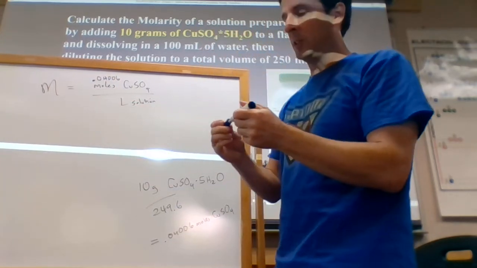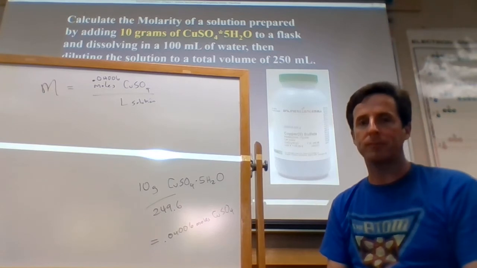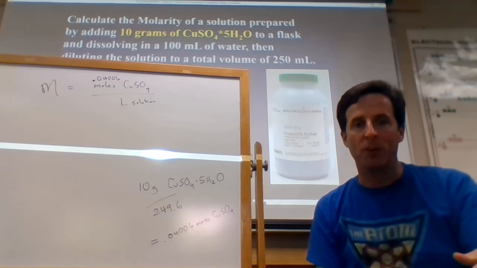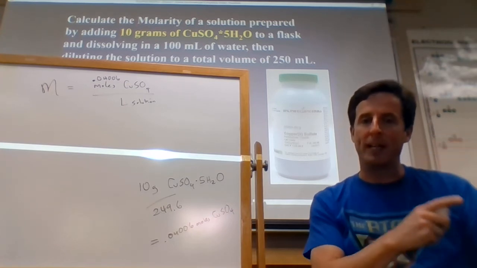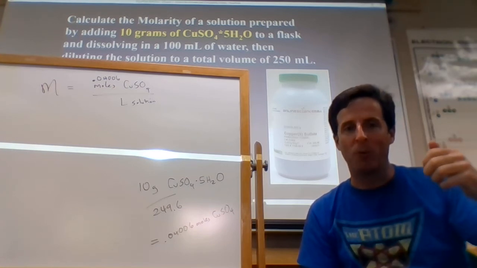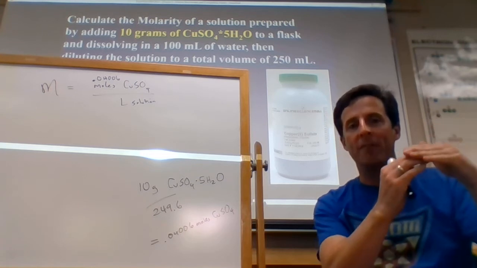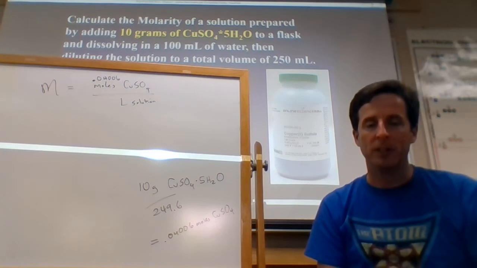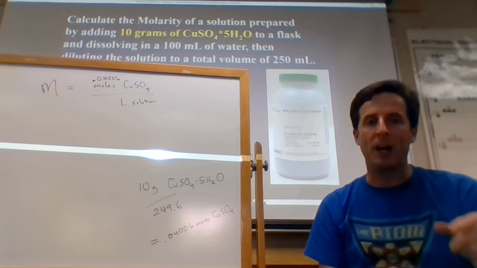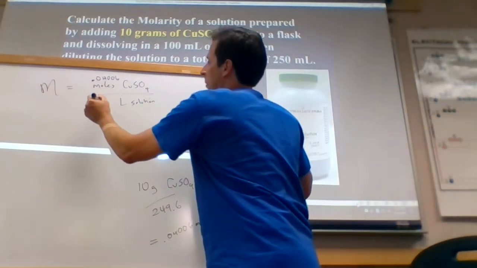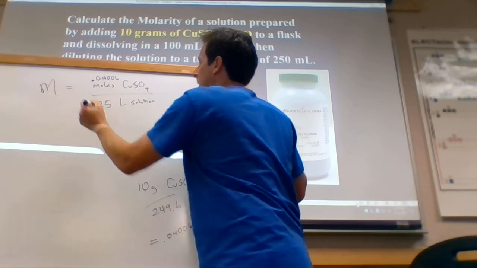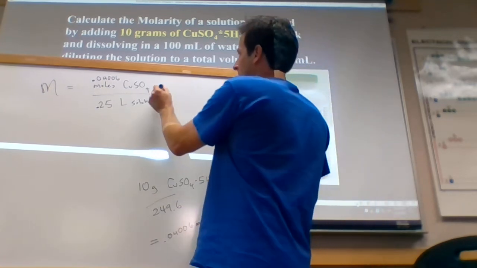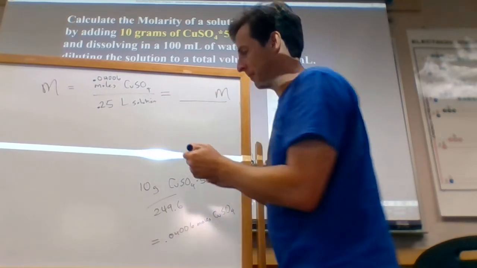0.04006 moles of CuSO4. That's the moles that I weighed out. Then I look at the problem and they added 100 mL of water to get the stuff to dissolve. But remember in the example I gave a minute ago, that was the add half the water, shake it up till it's dissolved. But then they filled it up to 250. So the final volume of the solution is 250 milliliters, which if I divide by 1,000, is 0.25 liters. So that's what I'm going to put here, 0.25 liters. And now my molarity is going to be the moles divided by the liters. If I just do that on my calculator, that's going to equal my answer.